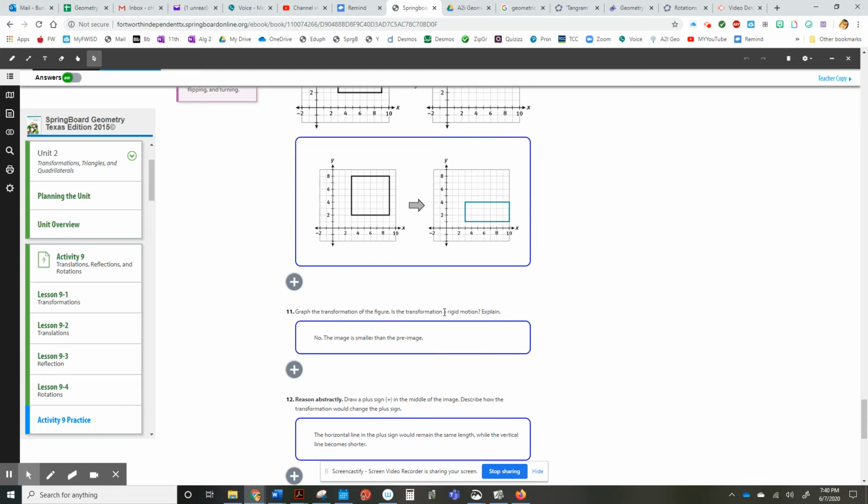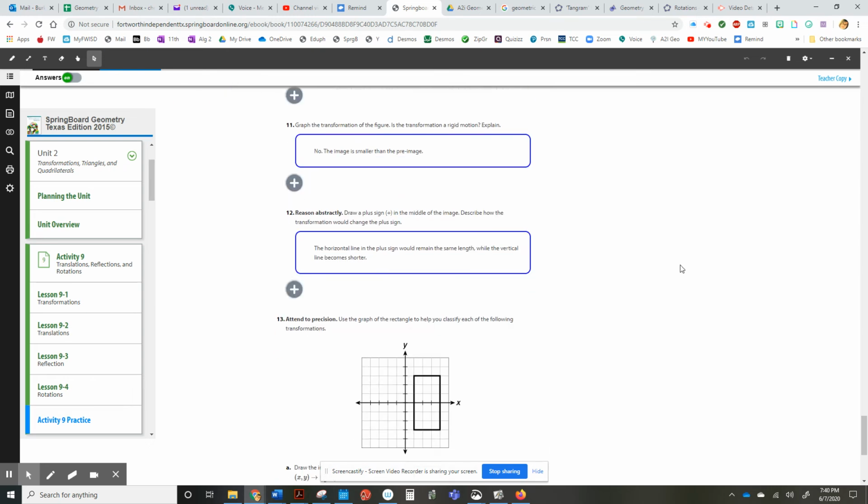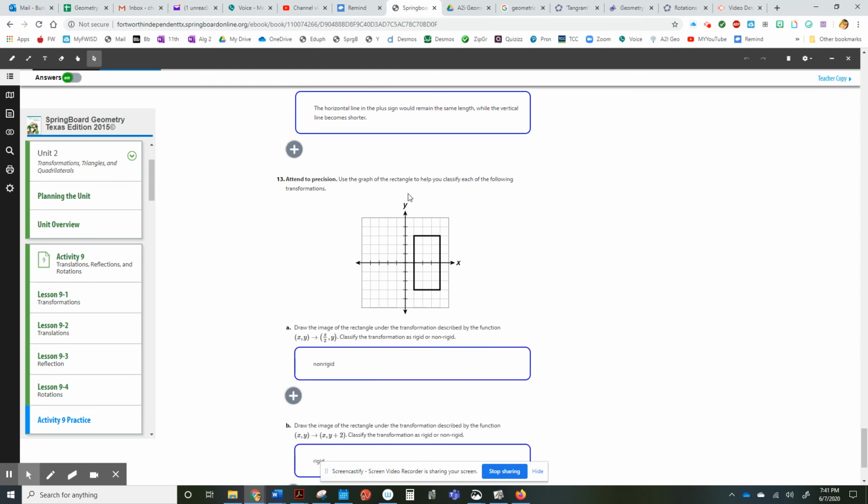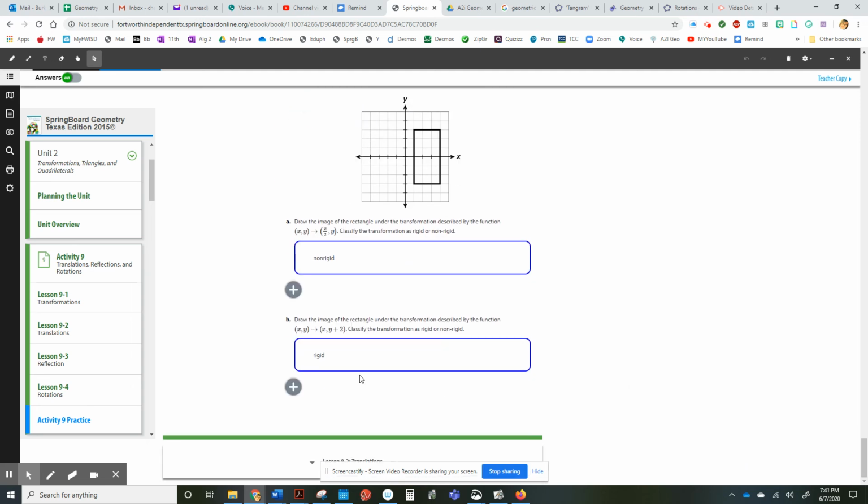Is the transformation rigid motion? No, because we made it shorter. It was 6 units tall, and now it's only 3 units tall. Draw a plus sign in the middle of the image. Describe how it would change. The plus sign would be shorter, just like the image. So again, we're multiplying by a half, so it's non-rigid.